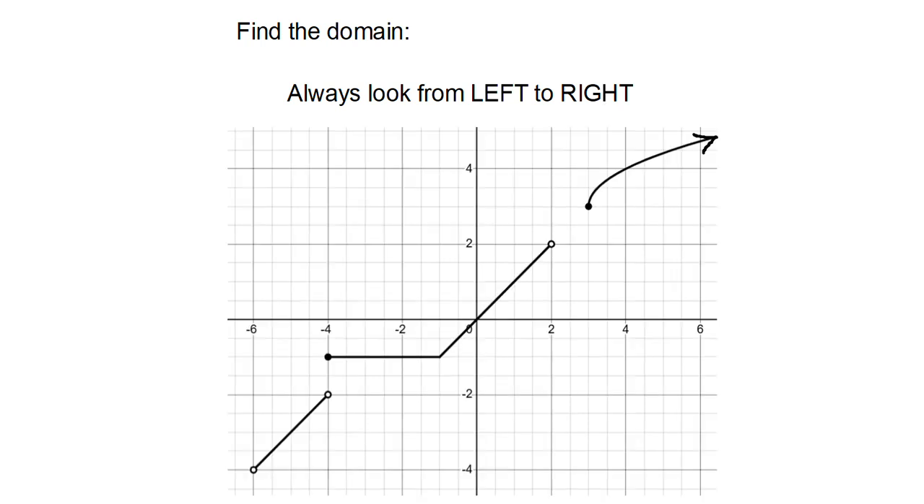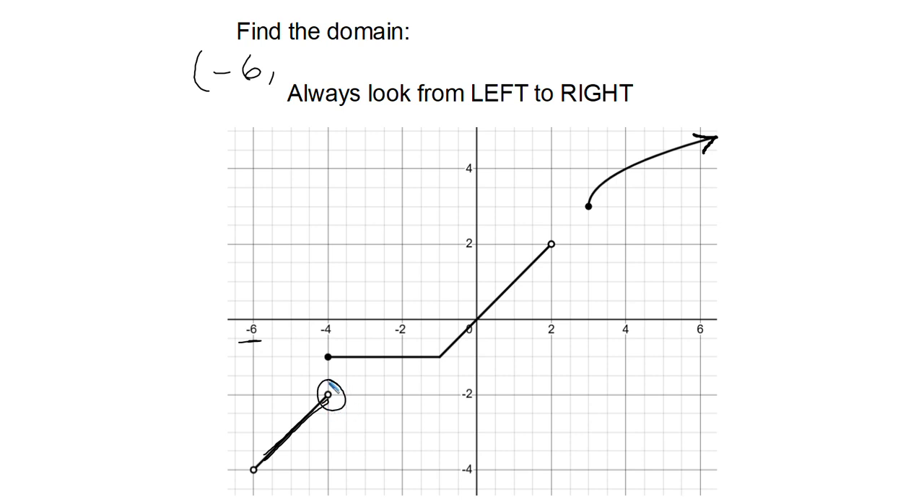This is the last one we're going to do. It's got quite a few things going on here. Okay. So let's look at the furthest left that this goes. The furthest left that this goes is over here at -6. So we'll start with a parenthesis with -6. And as we go along here, everything between -6 and -4 is included.